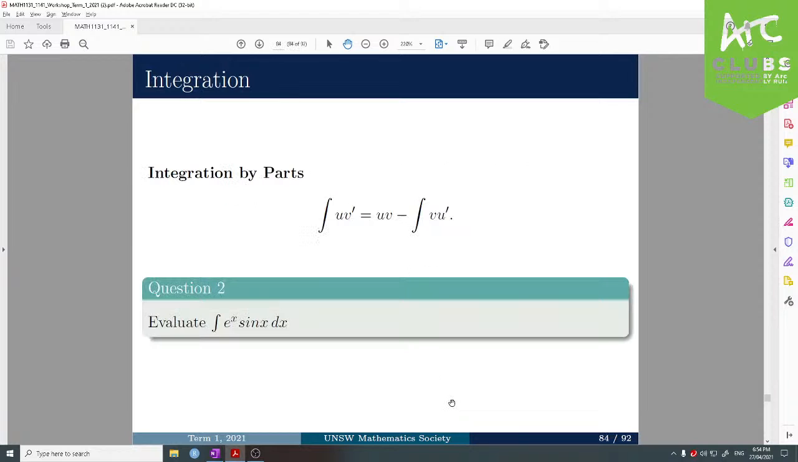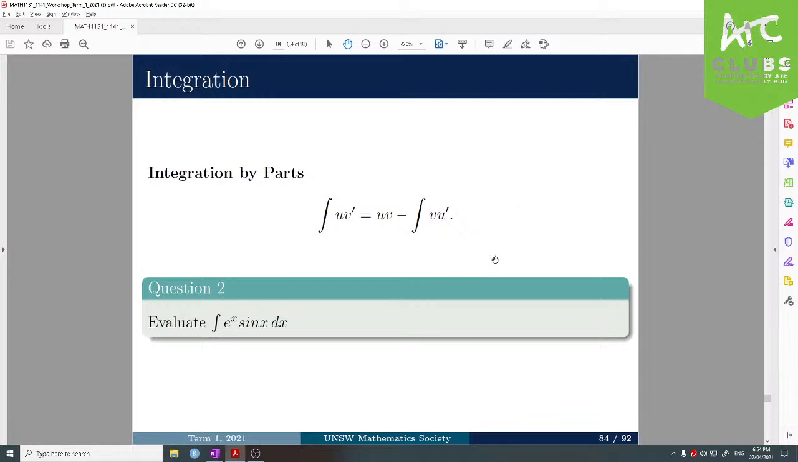The next part of integration is mainly integration techniques, right? There's integration by substitution, by parts, and so on. But the main one that you guys may not be too comfortable with is by parts. So by parts, the formula here is the integral of u times v dash is equal to uv minus the integral of v times u dash.